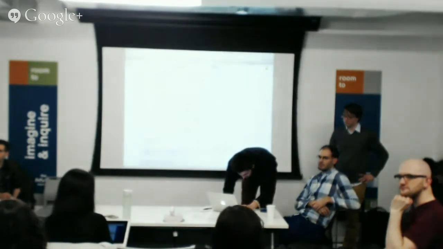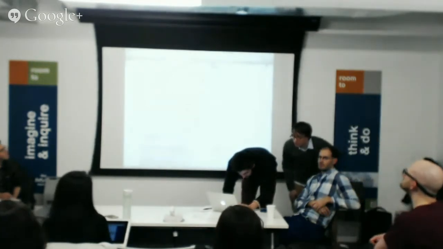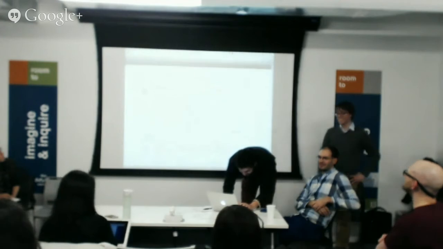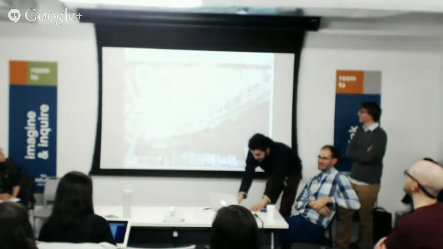The URL for it is report.cityofchicago.org/open-data-2013. Or you can go to GitHub. It is a new report, yes.